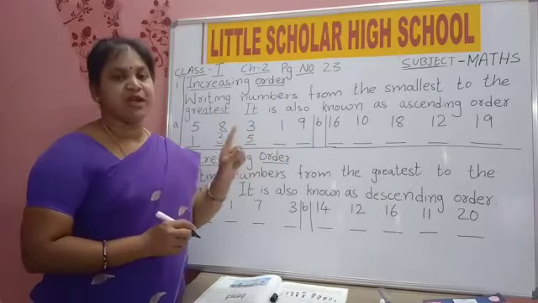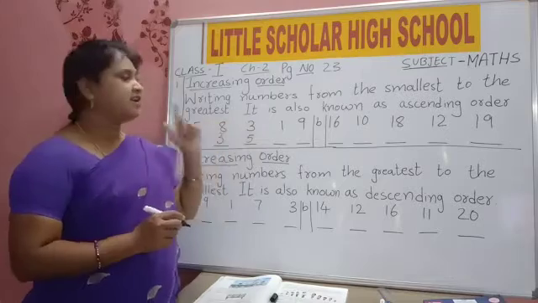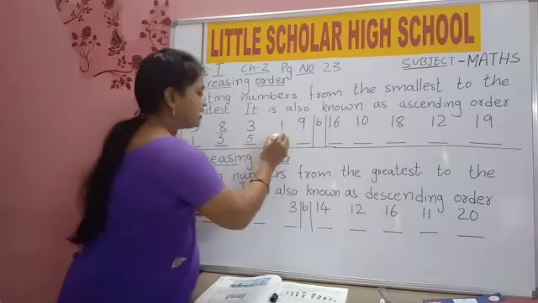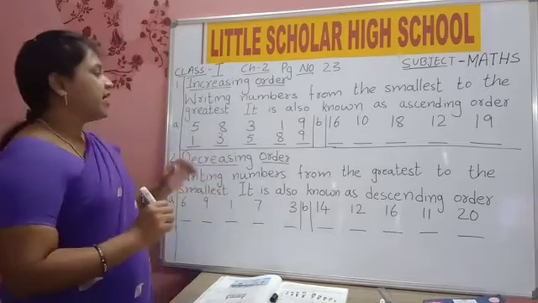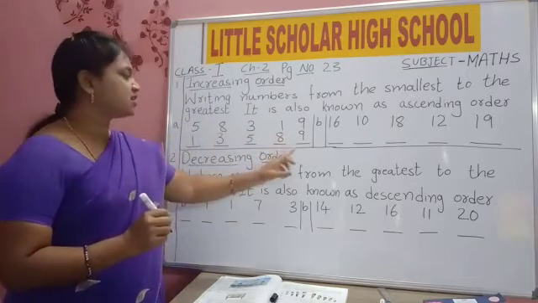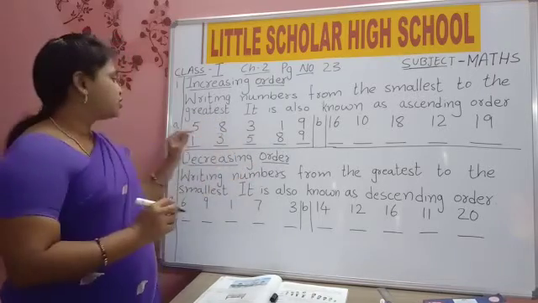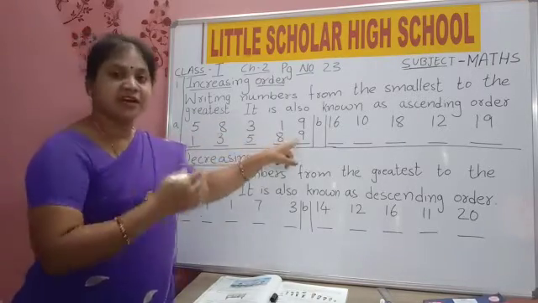In these two numbers, which is the small number, 8 or 9? Yes, 8 is the small number. So first we will write 8, then we will write 9, the last big number. In this way you will write, children, from the smallest number to the greatest number. So 1 is the smallest number, 9 is the greatest number.